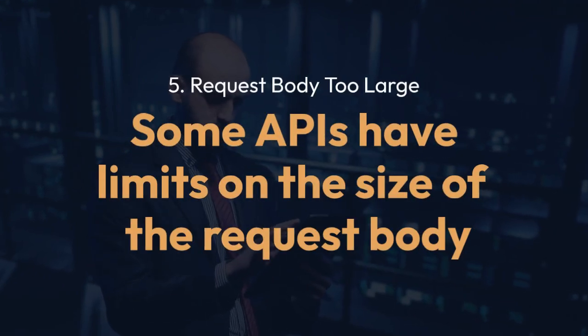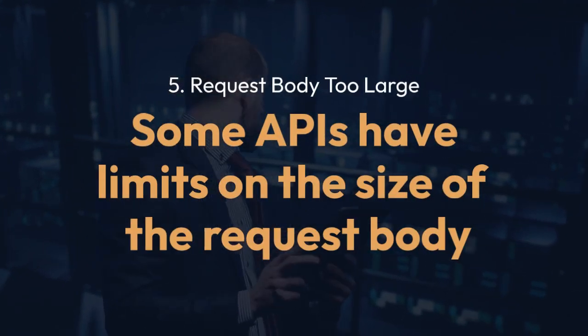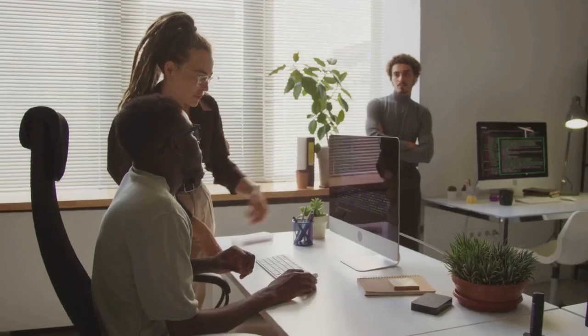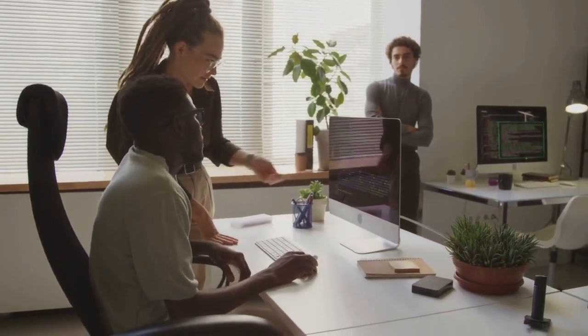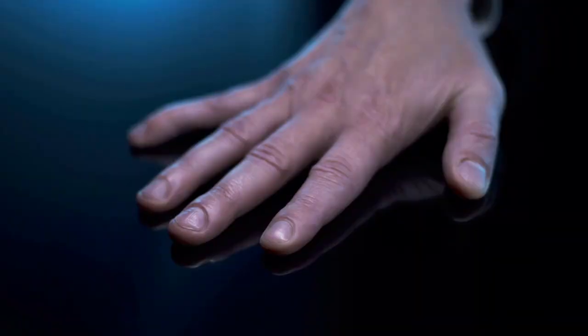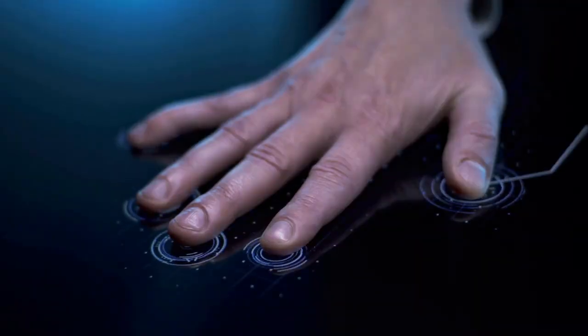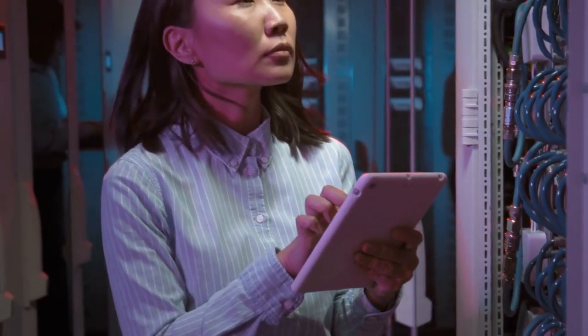5. Request body too large. Some APIs have limits on the size of the request body. If you're sending a large amount of data, it might exceed this limit, resulting in a 400 error. Check the API documentation for any size restrictions. If there's a limit, consider sending the data in smaller chunks or using a different approach, like file upload.